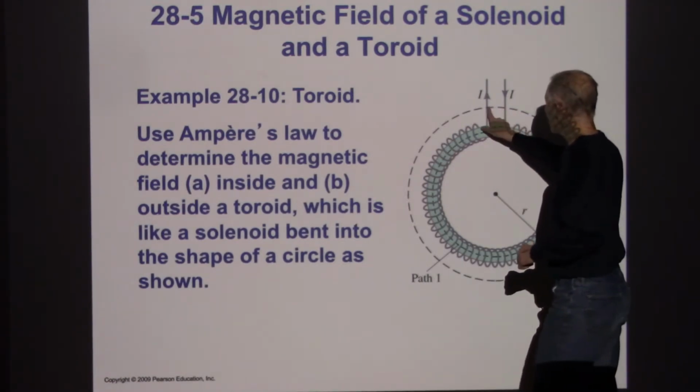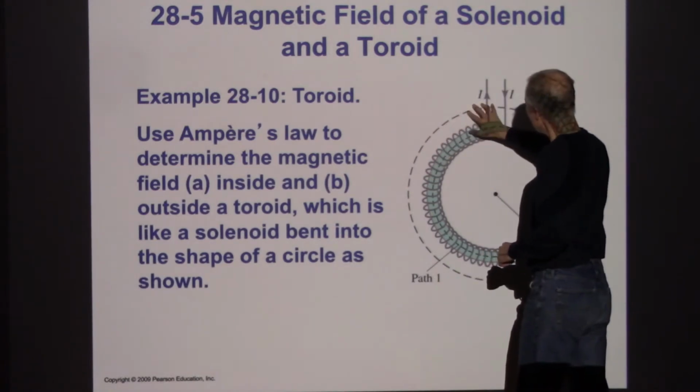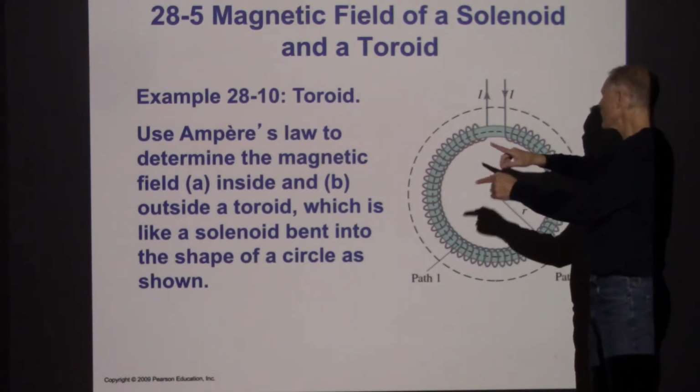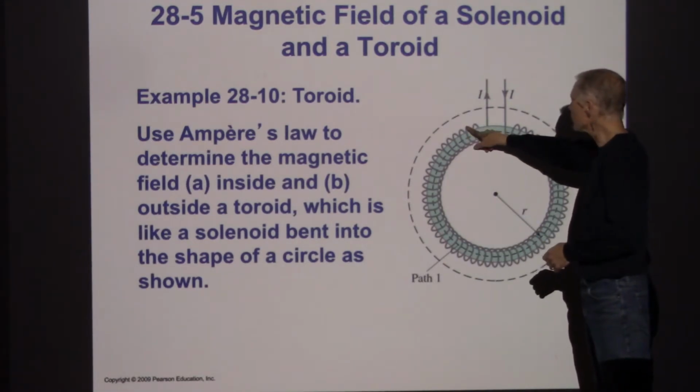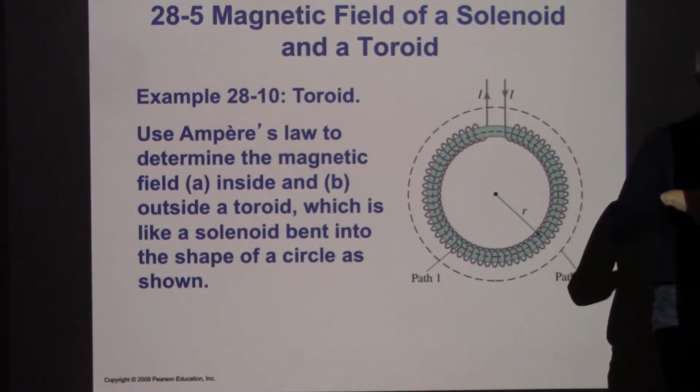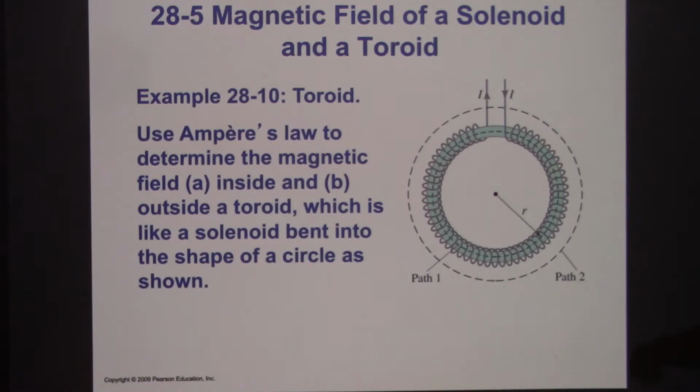What about if path 2 is out here? Well, if path 2 is out here, it has the current going through in one direction, but it also has the current coming back out the other direction. So the currents going in through that area and the currents coming out cancel out. There's no net current flowing through path 2. So again, it's a symmetric path. The magnetic field along path 2 will have a constant value, and that constant value will be 0.